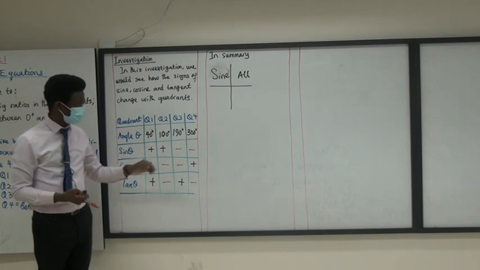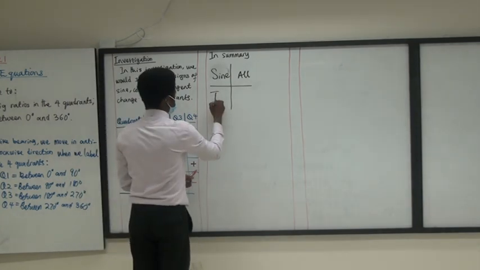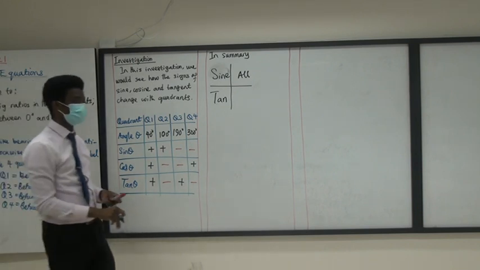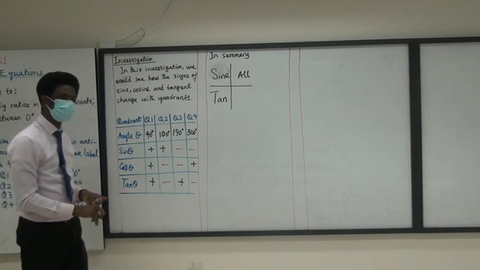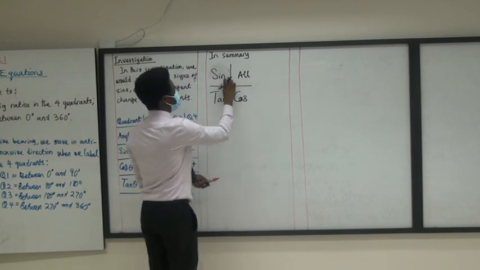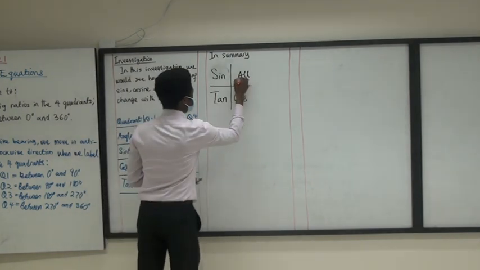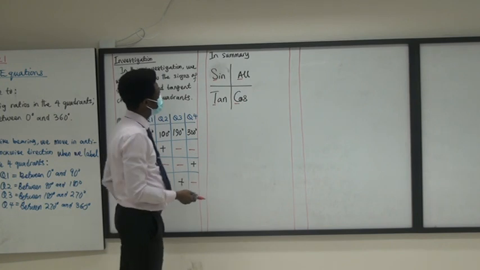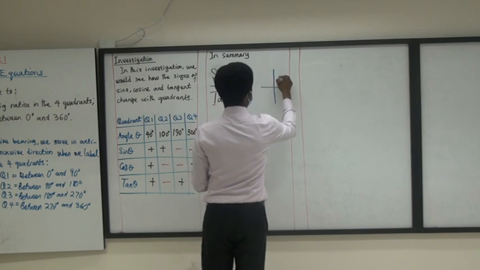Okay? Let's look at the third quadrant. Only tan is positive. Right? In the fourth quadrant, only cos is positive. Okay? This is how we learn this. We call it an acronym back in the days. So remember this using this acronym.